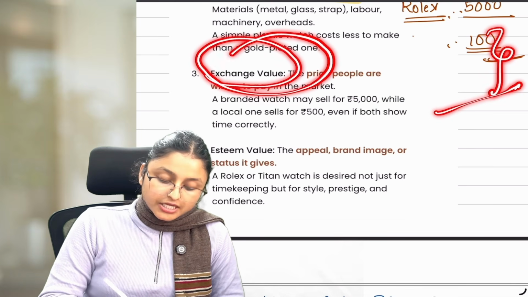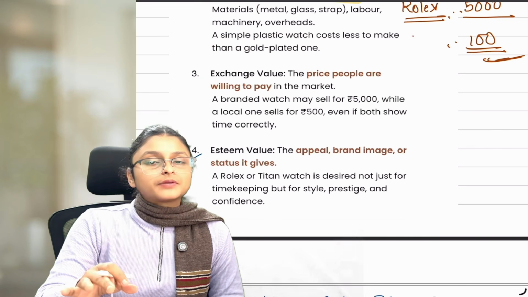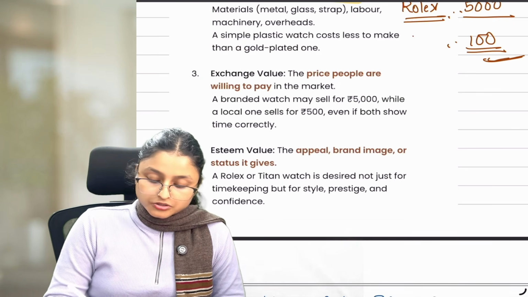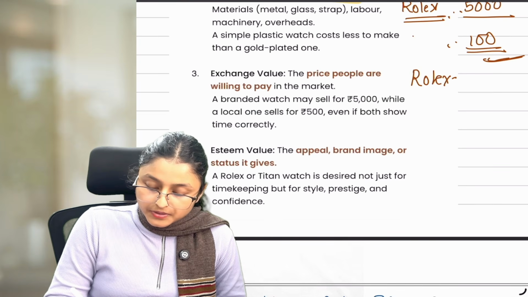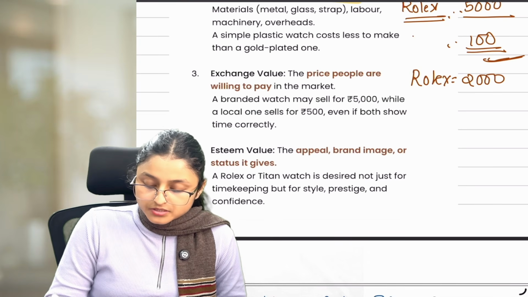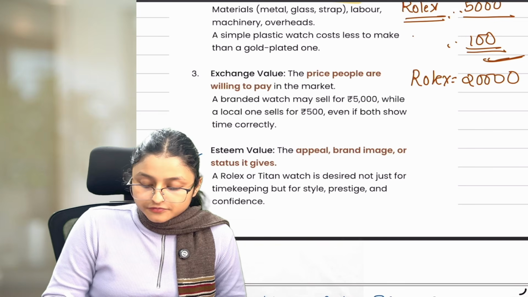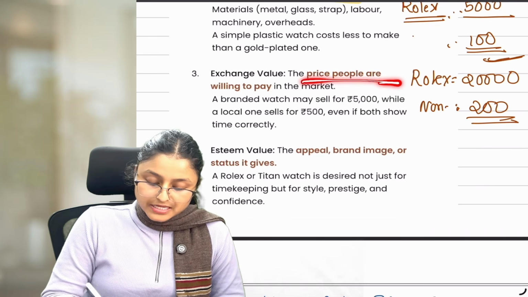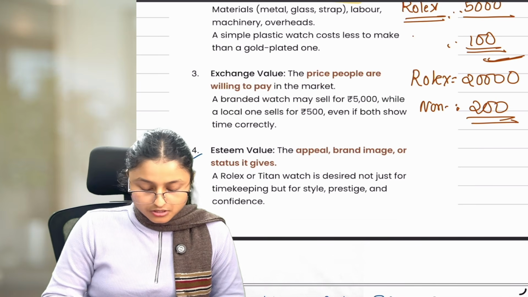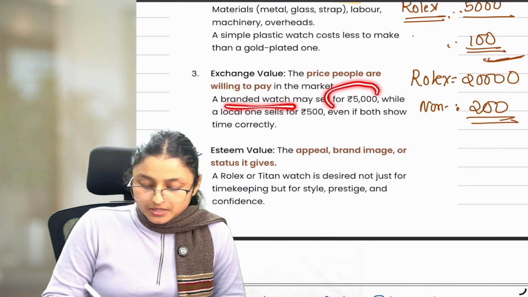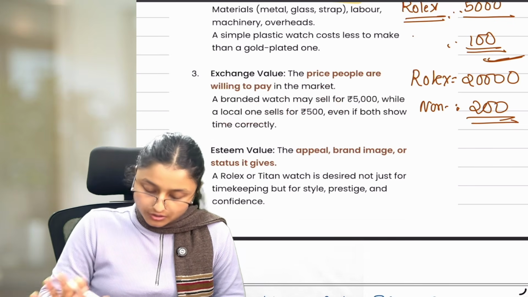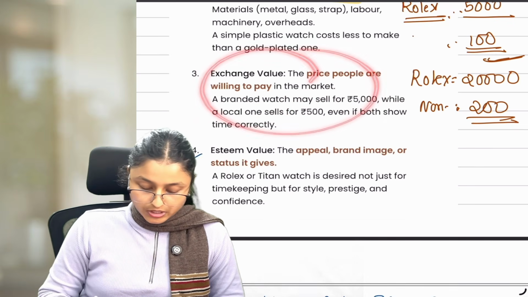Next comes exchange value. Exchange value is the selling price, for what price you are going to buy that particular product. So for a Rolex, the price is 20,000 rupees. And if I buy a non-branded watch, the price is 200 rupees. Exchange value is the price people are willing to pay in the market. So for a branded watch, maybe you can sell it for 5,000, and for a local one, you can sell it for 500 rupees, and that is the exchange value.